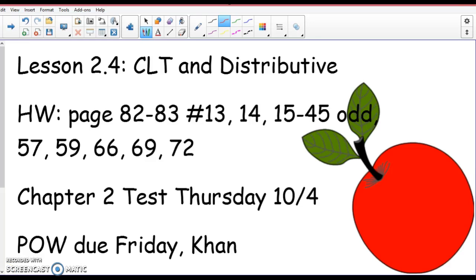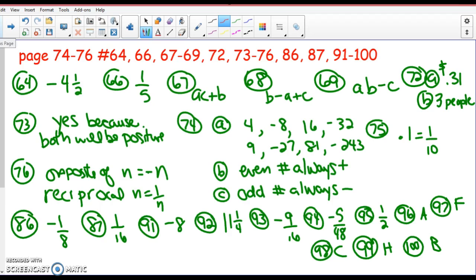This is lesson 2.4, day 1 and day 2's recording. Here's the homework for tonight. Here are the answers to last night's homework. You're going to pause that and check it.